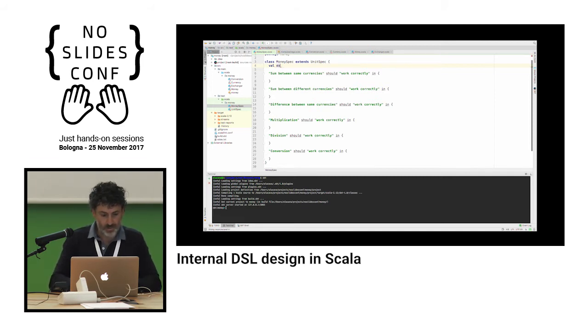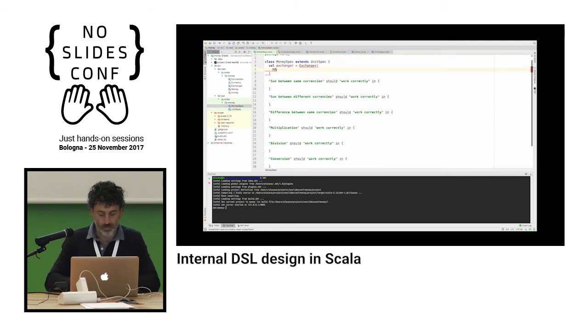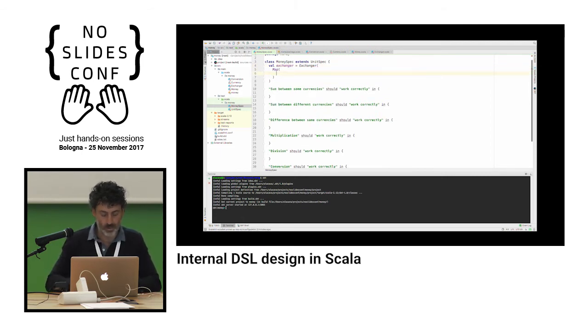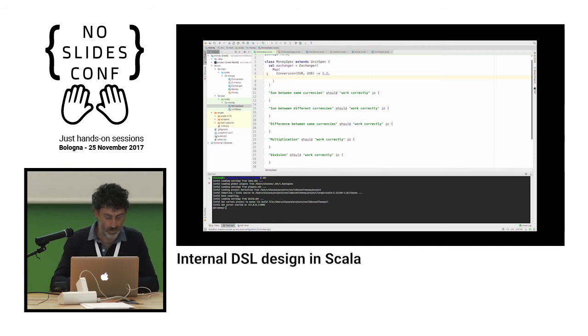So the exchanger, the map of conversion. I say okay, from euro to US dollars, it's, I don't know, 1.2. Of course, it's not real, but it's not important either. Conversion from US dollar, 0.8.